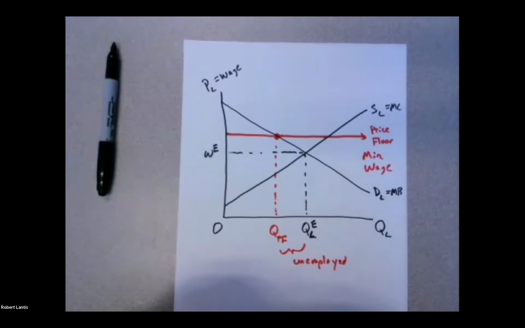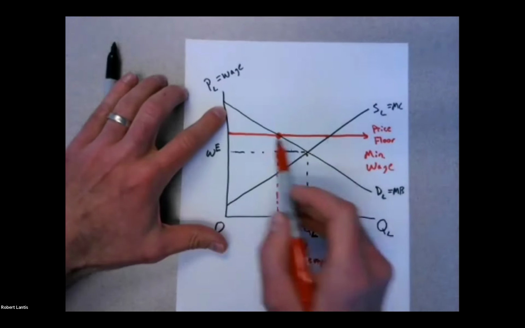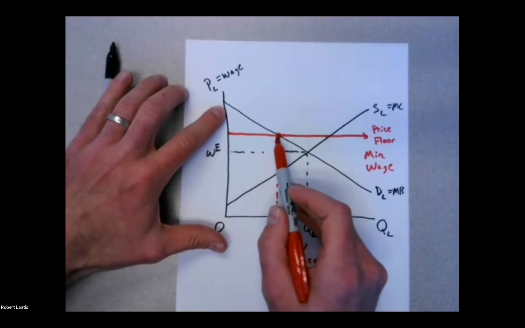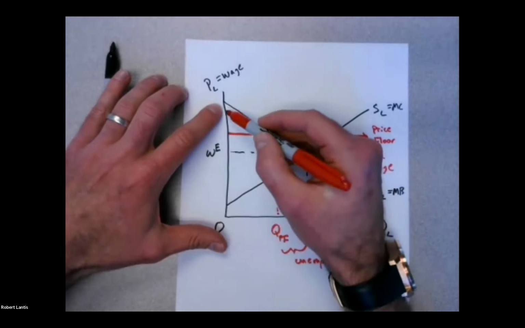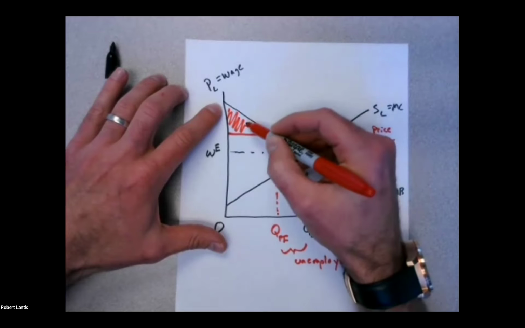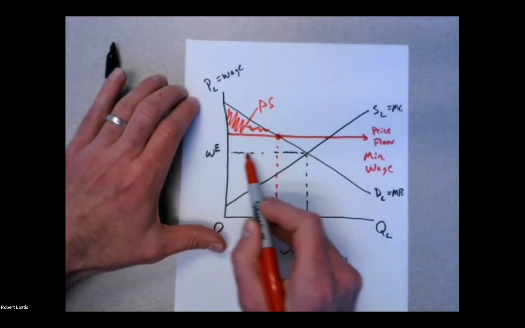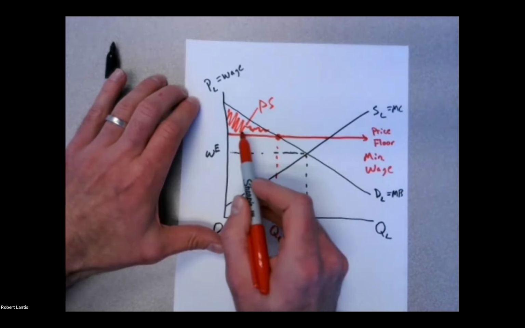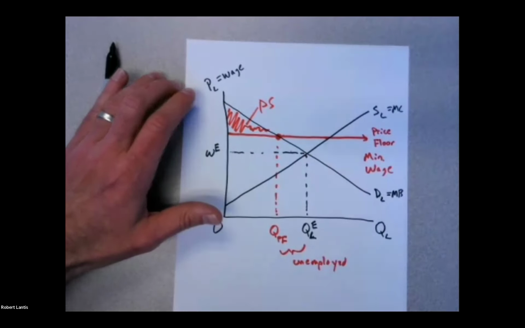It's now going to be the area below their marginal benefits, but above their costs. What are their costs now? This higher minimum wage. So producer surplus at the old equilibrium would have been this entire triangle. Now it's just this smaller area.